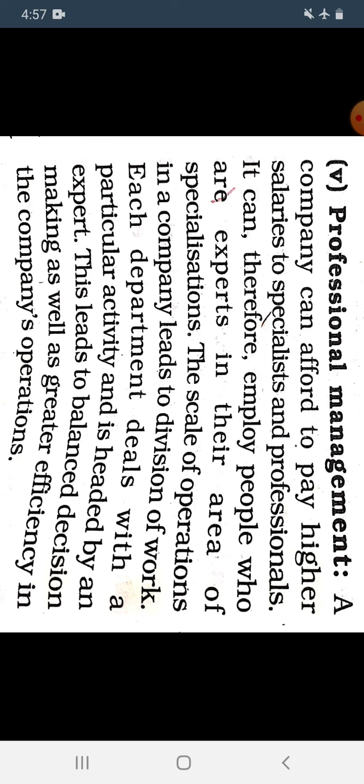This leads to balanced decision making as well as greater efficiency in the company's operation. Okay, what does it lead to? It leads to balanced decision making, because there are certain departments, and each department has some experts, and they provide good and the best decisions, which are very beneficial for the company, so that the company will do its activity with greater efficiency and greater effectiveness.